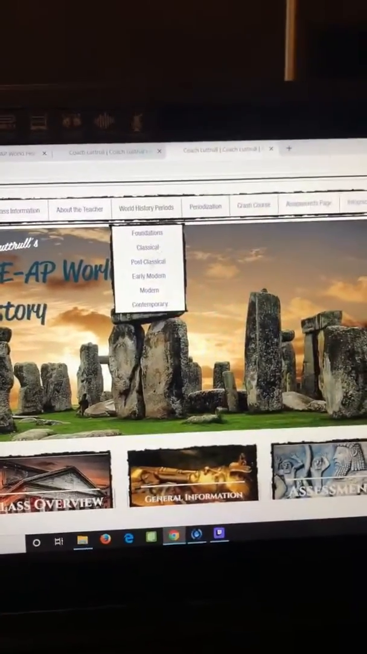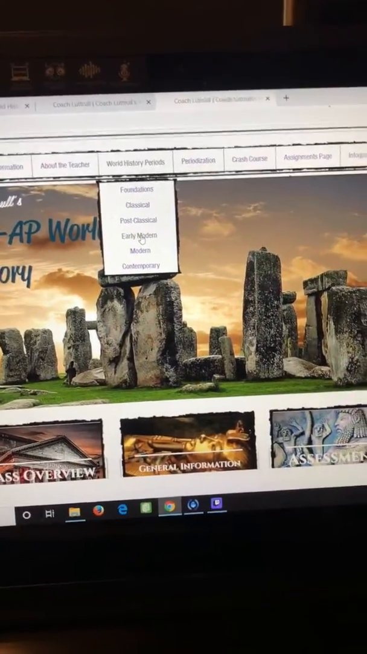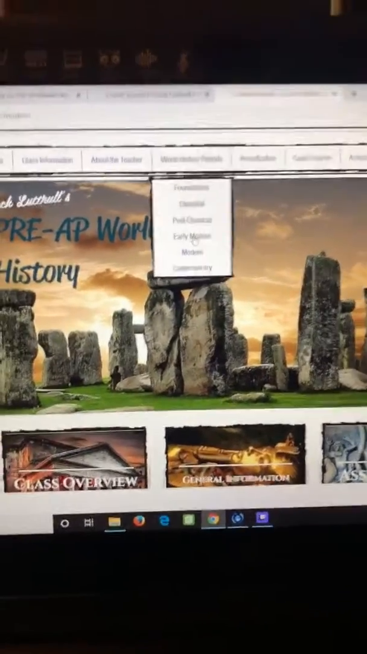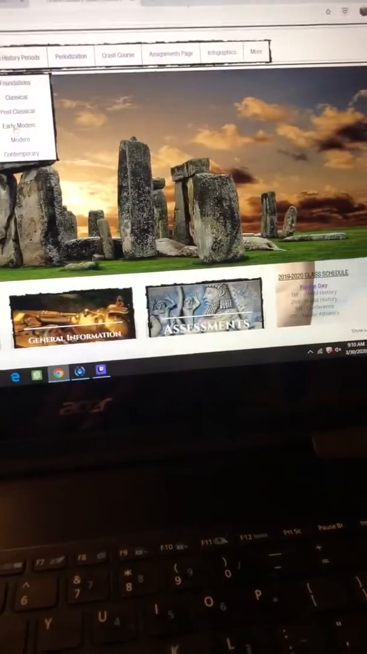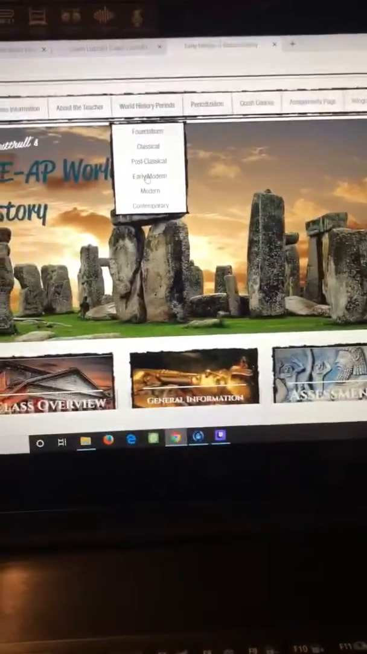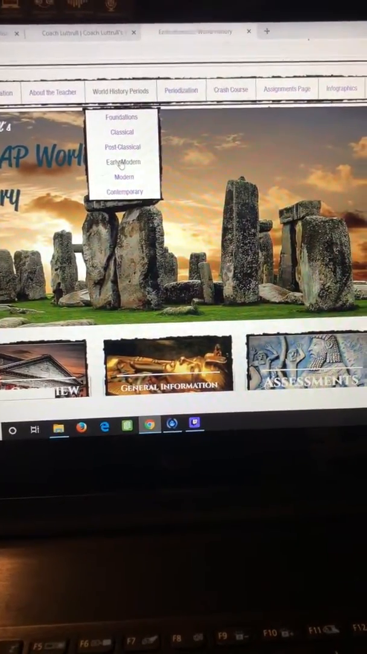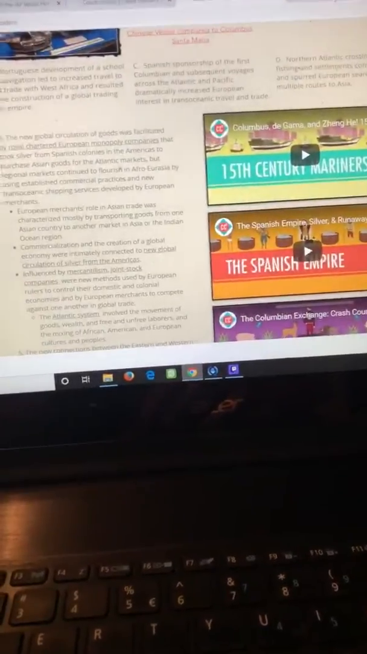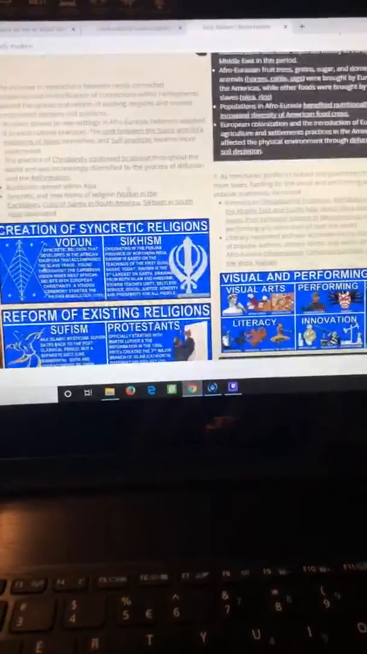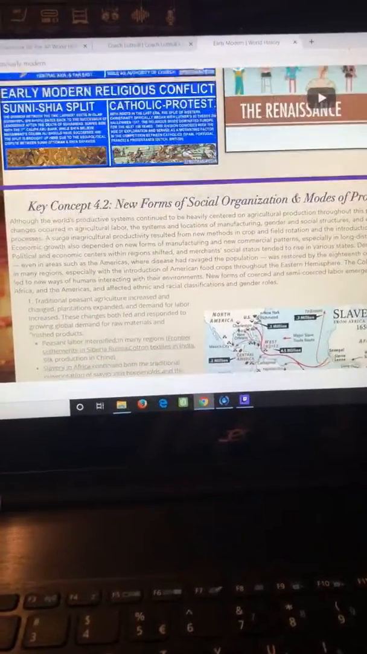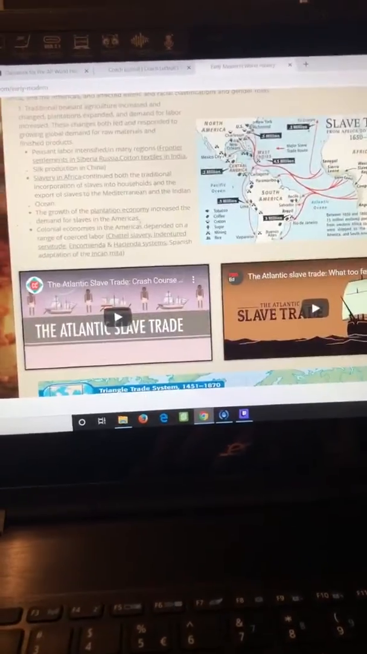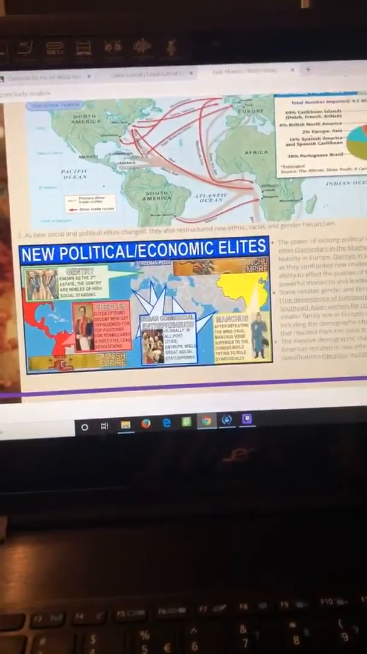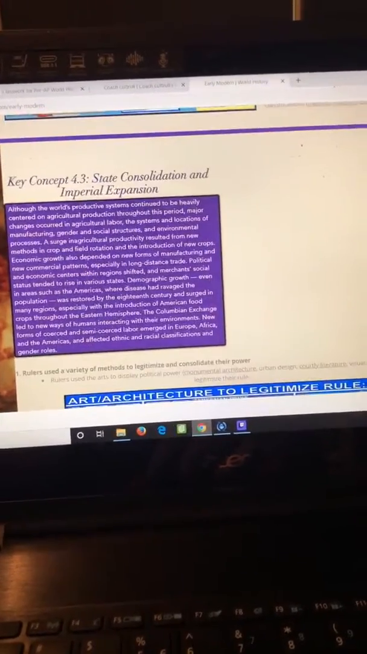So once again, go to early modern. That's where we're at. So just click on that and then it brings you up to the early modern website. Okay, and this is where you're going to be spending the next couple days, this week especially. But you can scroll down, you'll see all this information. You'll see the links, you'll see the infographics, the videos, you know, the stuff on the slave trade from last week that we did. And then here's where we're going to be today.